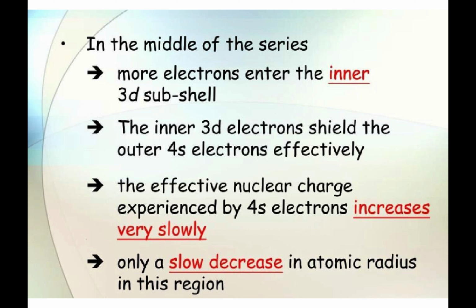What happens in the middle of the series? More electrons will enter the inner 3D subshell, and the inner 3D electrons will shield the outer 4s electrons. Because of the presence of the inner 3D subshell, the 4s electrons are shielded effectively, and the effective nuclear charge experienced by the 4s electrons will increase only very slowly. So it shows only a very slow decrease in the atomic radius in the middle region of the series.